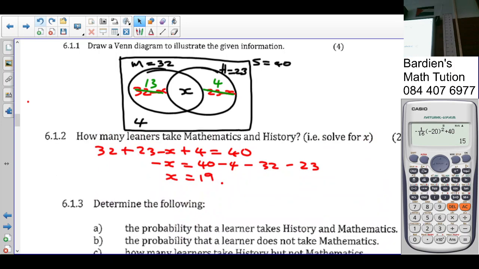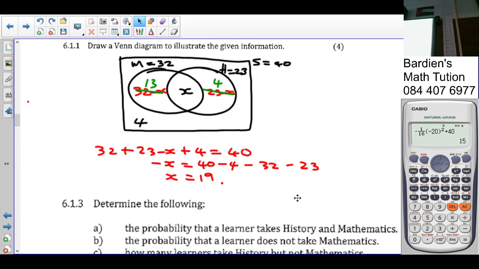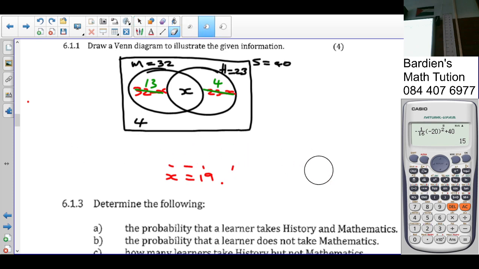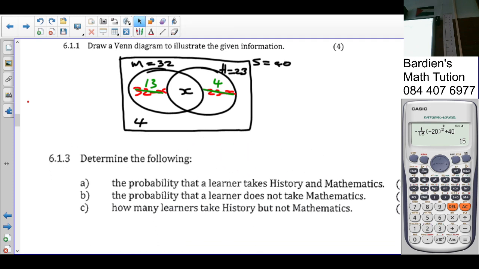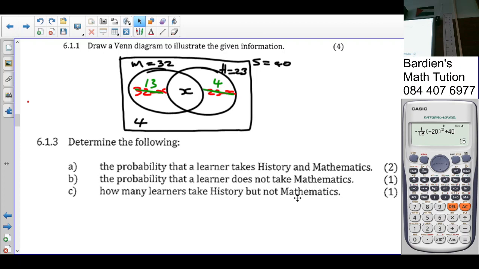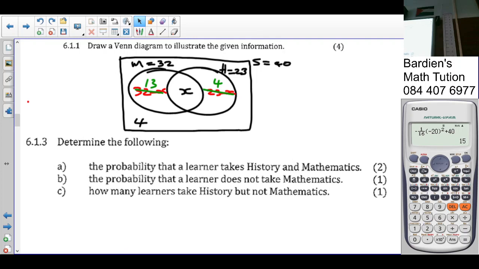I think I must take it out so that we can keep the diagram in focus. Okay. Section 1.3. Determine the following. The first question says the probability that the learner takes history and mathematics. Takes history and mathematics. But the question was for the probability.